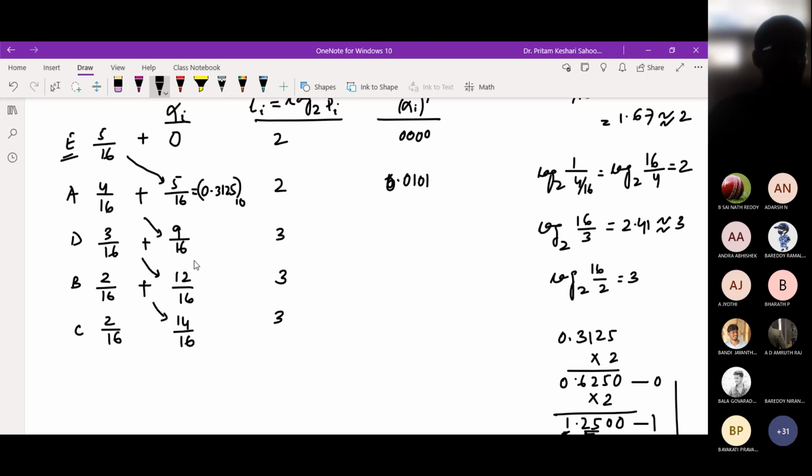Once you do it, the values I have received are 0.0101, then 0.1000, then 0.1100, and the last one will be 0.1110.